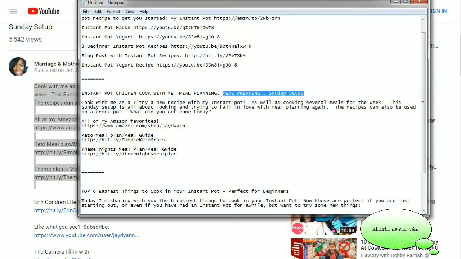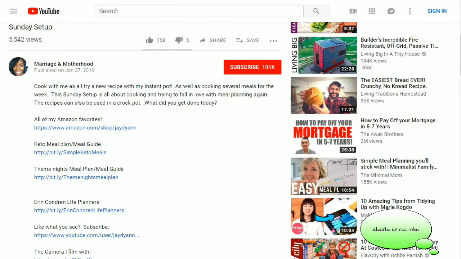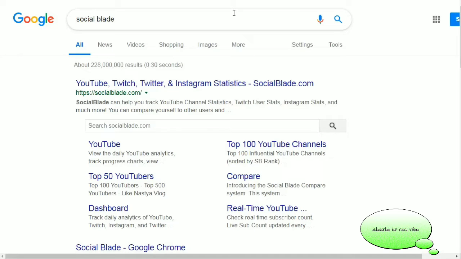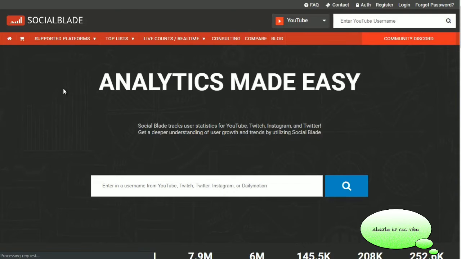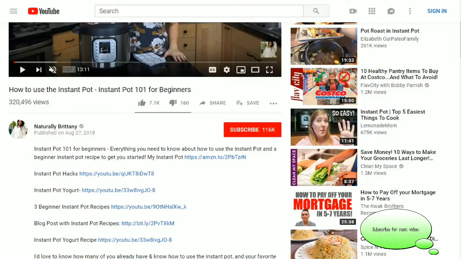Now, you can do some deeper dive competitive research using specific tools. And one specific tool is called Social Blade. So that's socialblade.com, as you can see here. And I like to use this to get a better idea of the YouTube channel as a whole. Because what you're trying to figure out is, did this person rank because their channel as a whole has a lot of traffic? Or did this person rank simply because of the titles and the description? So there's many factors involved, but let's take a look at Naturally Brittany.